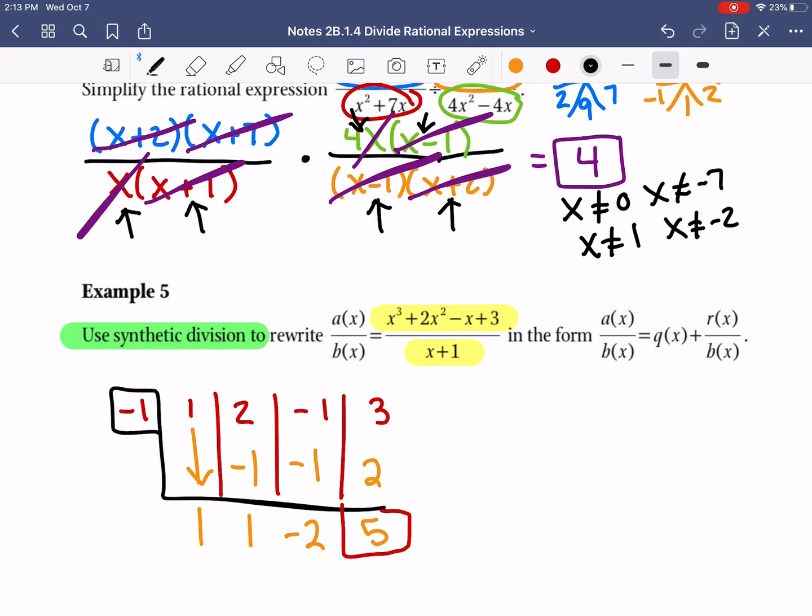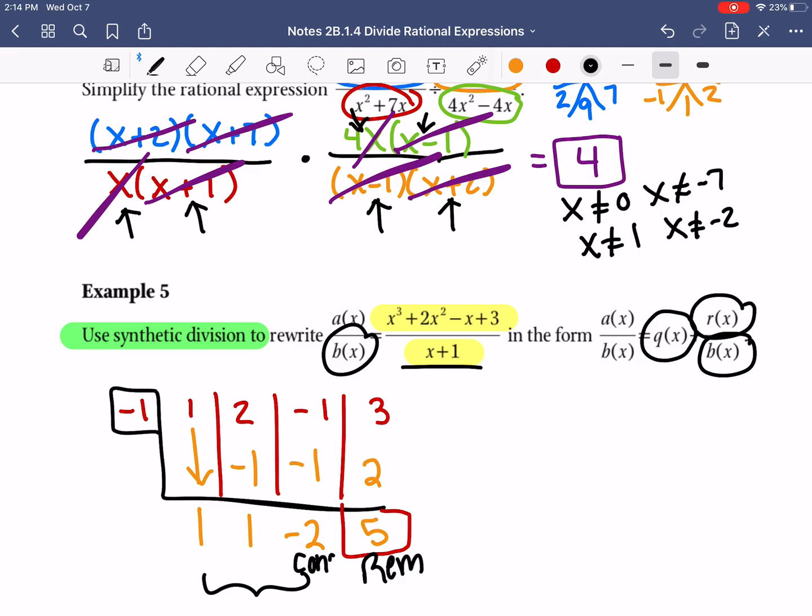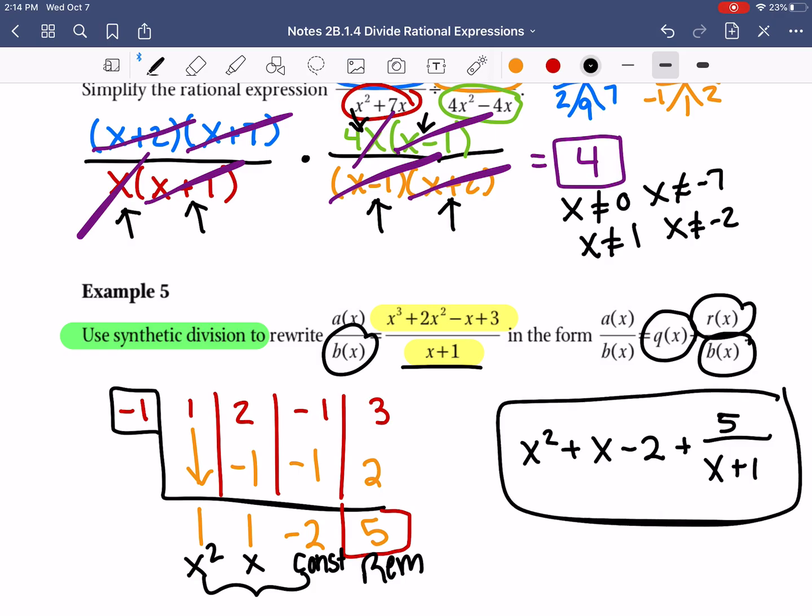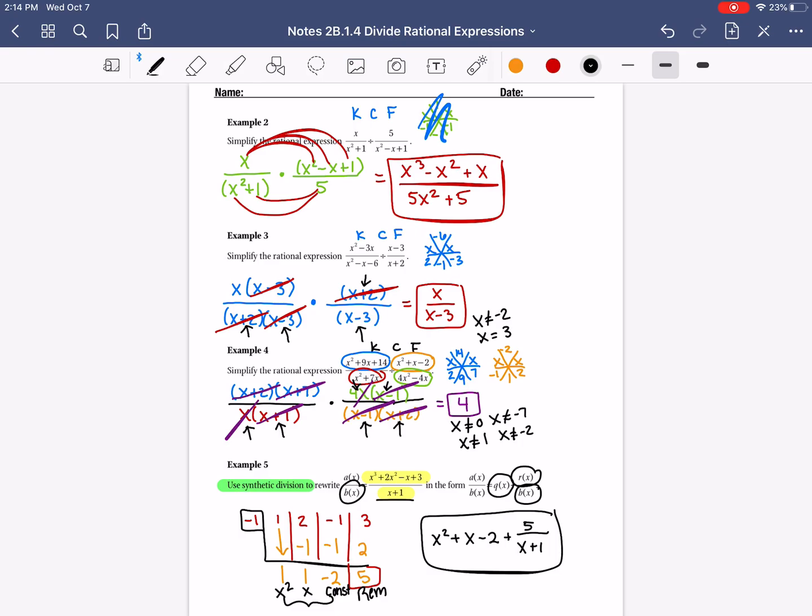So it says in the form of Q, which is the quotient, that's this part right here, and then the remainder, that's what's in your box, divided by b of x, which is just whatever the divisor was. So we have our remainder, our constant, our coefficient on x, x squared. So we're just writing our answer as 1x squared plus 1x minus 2, that's the quotient part. And then the remainder would be 5 over b of x, which is just the divisor, x plus 1. And that's our answer. So it's a throwback to dividing using synthetic division, because that's what these problems are, dividing.